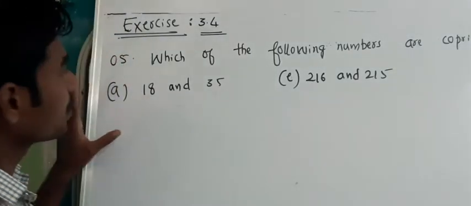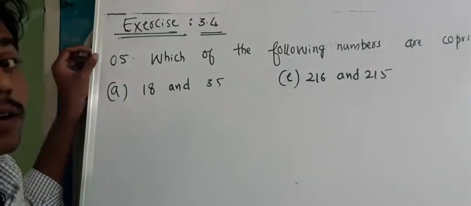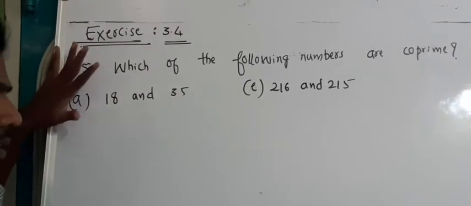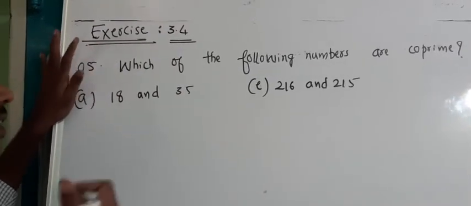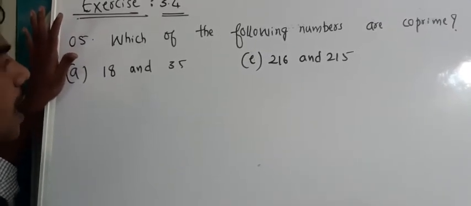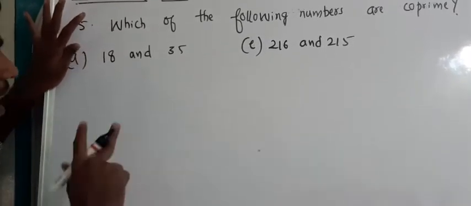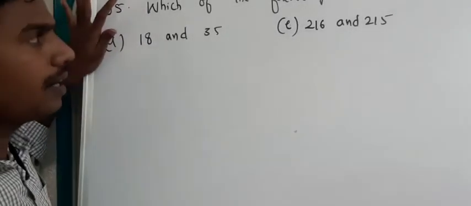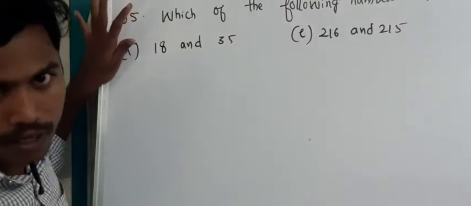Next question, fifth question. Which of the following numbers are co-prime? I have taken only two, A and E, so the rest you should verify. How can I verify whether the given two numbers are co-prime or not? I need to find the common factors. If there are no common factors except one, then I say the given two numbers are co-prime.